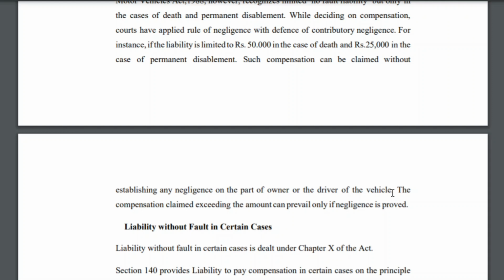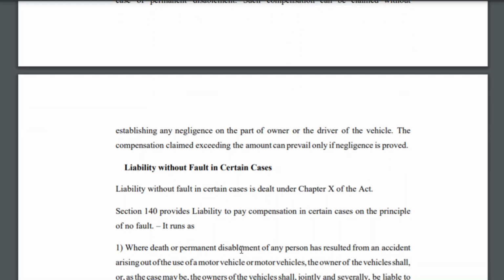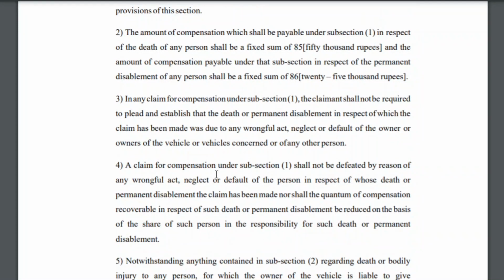Another aspect to see under this Act is liability without fault in certain cases, dealt with under Chapter 10 of the Act. Here we have seen section 140. The first one is liability-based things, and here liability without fault in certain cases has been discussed. Two things we have to see: one is no-fault liability, another is fault liability.